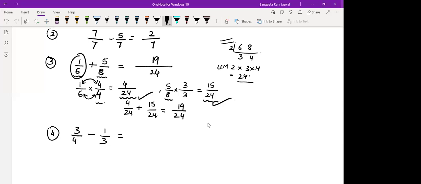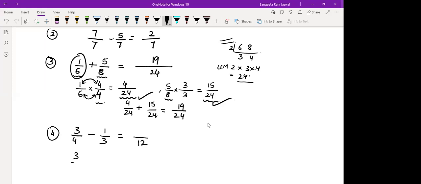See here, you will take the LCM. Now you can see these are unlike fractions. They are not the same, they are unlike. So we will take the LCM of 3 and 4. What is the LCM of 3 and 4? There is no common number between 3 and 4, so the LCM will be 12, 3 into 4.